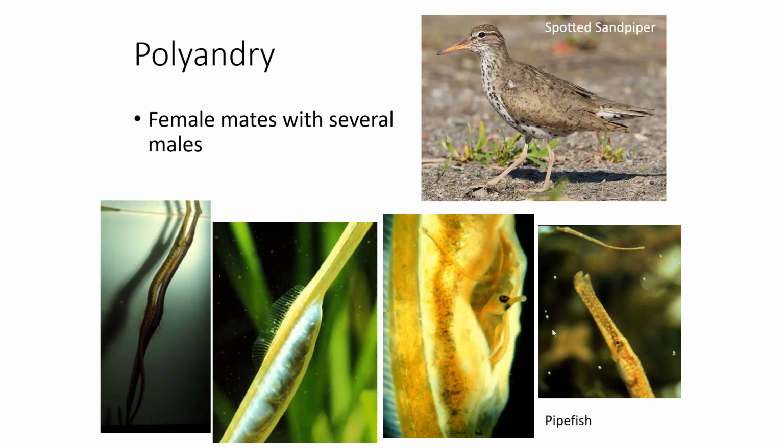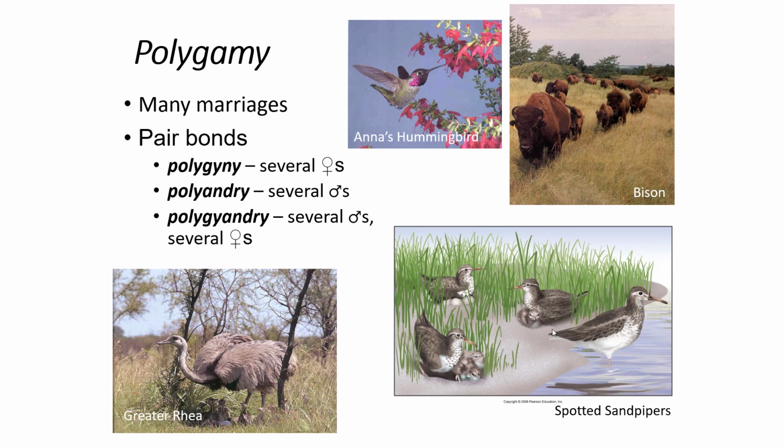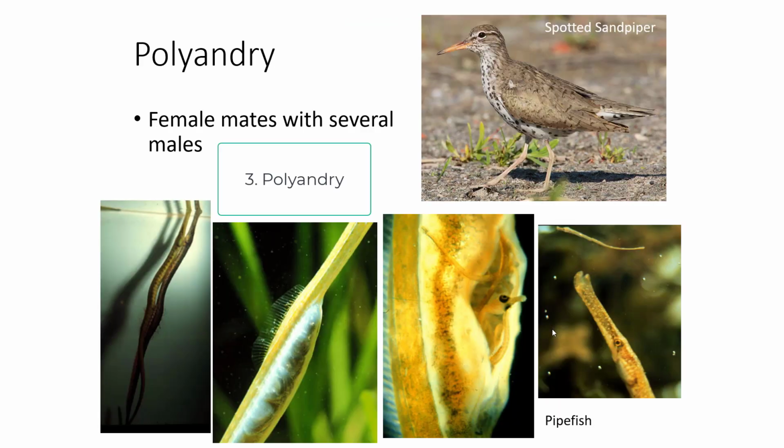Let's look at polygyny. One example would be bison. One male will have many females, and they will form a herd together with the calves of that one male or bull and the many females or cows. Polyandry: the female will mate with several males. Spotted sandpipers and pipefish are examples of this. In the pipefish, the female will actually lay the eggs on the male's belly, and the male will raise the eggs. This allows the female to lay eggs on several males' bellies, and the males have to raise the eggs of that female.